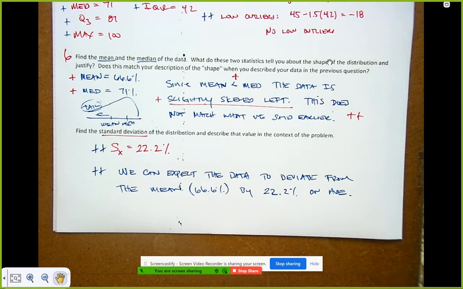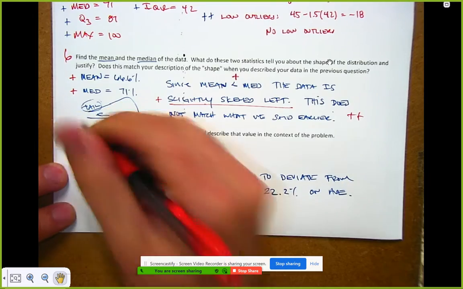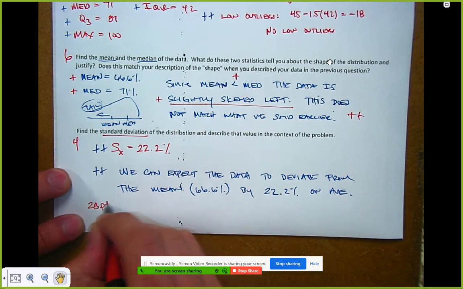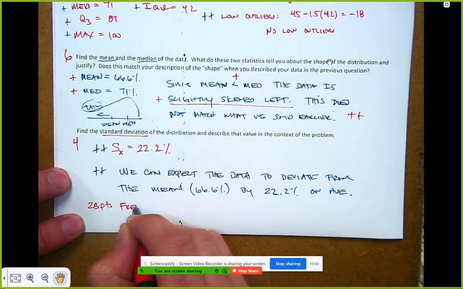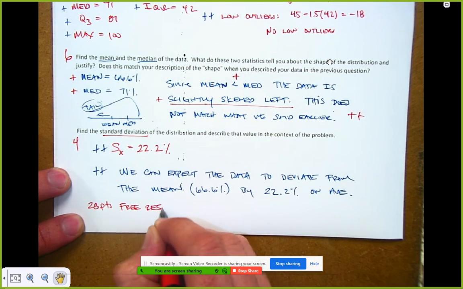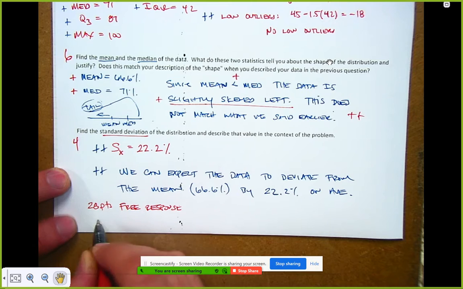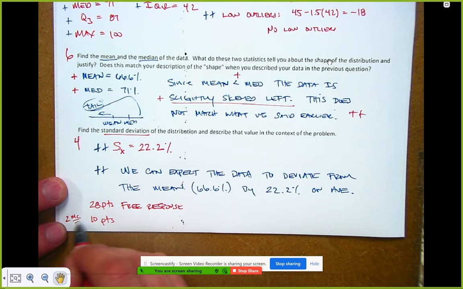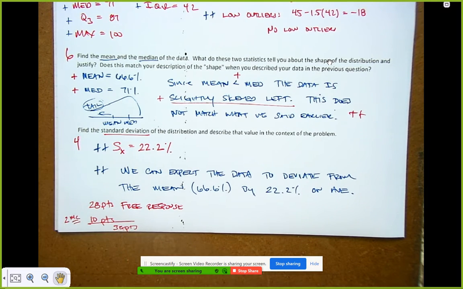Okay. And so this guy was 4 points. And so if you add that up, 10, 28 points. So there was 28 points. That was a free response. And then I had 2 multiple choice that were 5 points each, right? So 2 multiple choice for a total of 38 points on the test. Okay.